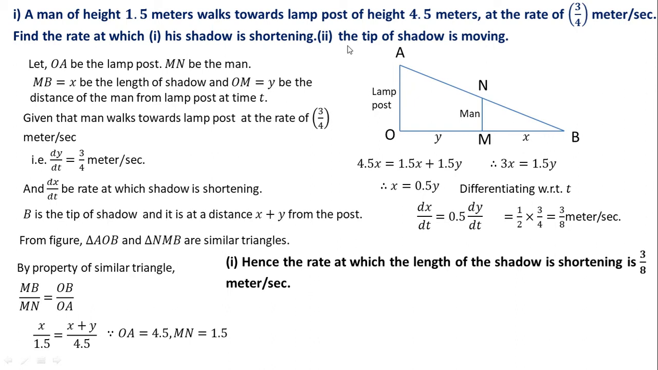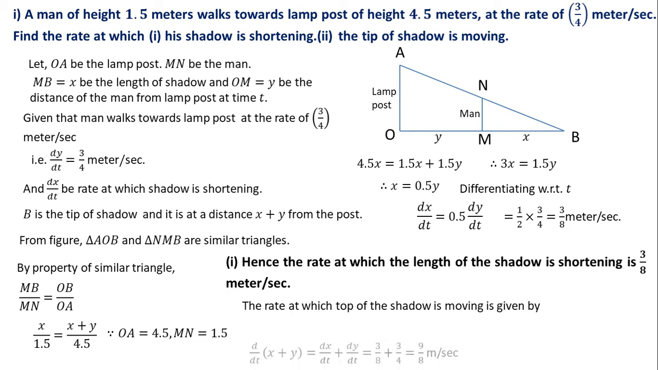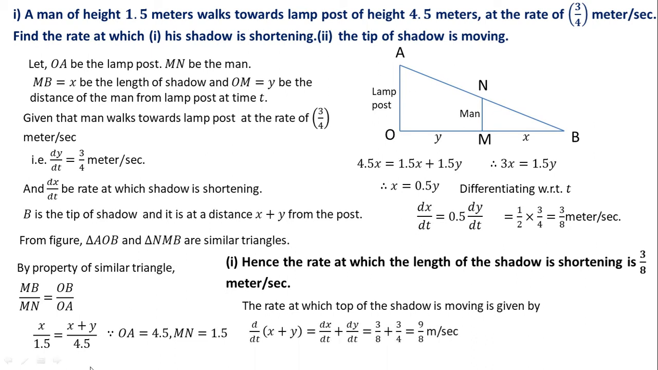Now the next question is, we have to find out the rate at which the tip of the shadow is moving. Now the tip of the shadow is at a distance x plus y from the lamp post. So to find out the rate of the tip of the shadow that is moving, the rate at which the tip of the shadow is moving is given by the derivative of x plus y with respect to t.